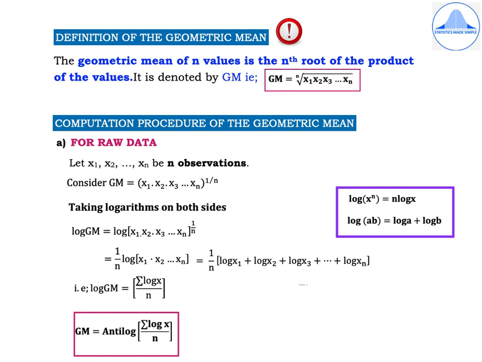When the logarithm goes to the right hand side, it is called the antilog. So GM is equal to antilog of summation log x divided by n. For all the problems based on raw data, we'll use the formula GM is equal to antilog of summation log x divided by small n, where n stands for the number of observations. The previous steps are only an explanation as to how we reach the formula of the geometric mean.